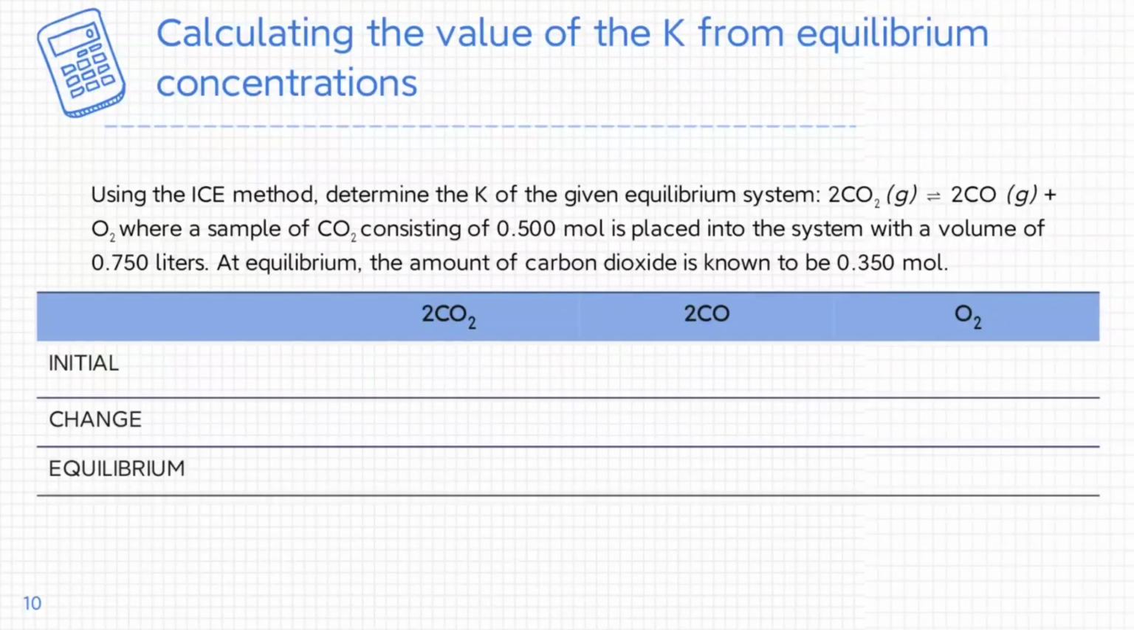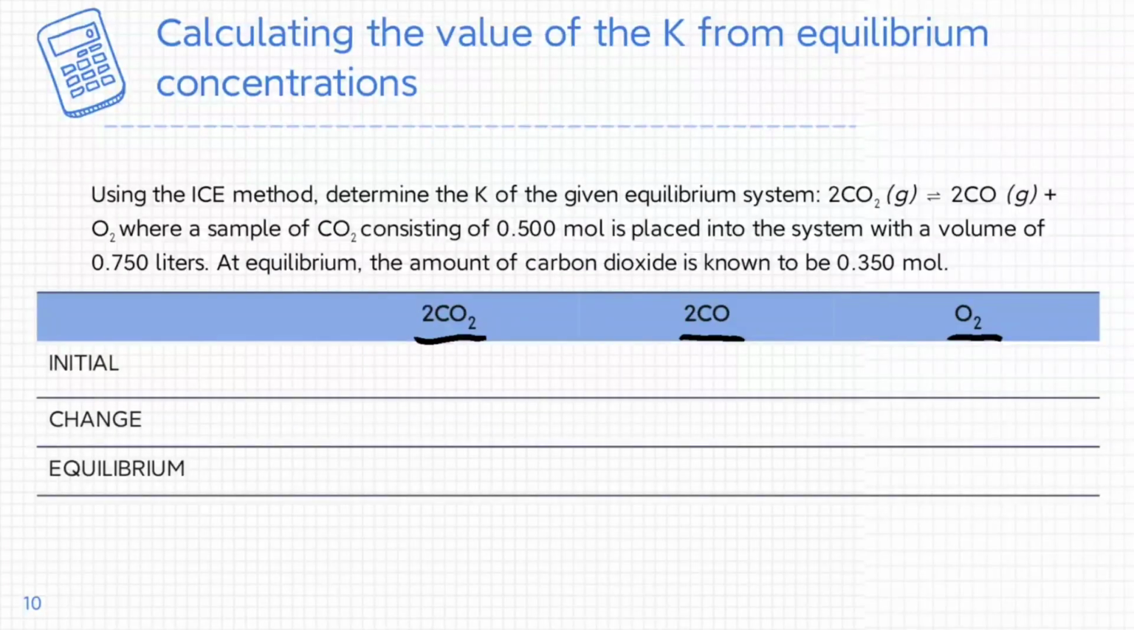So, to continue, where a sample of carbon dioxide consisting of 0.500 molar is placed into the system with a volume of 0.750 liters. At equilibrium, the amount of carbon dioxide is known to be 0.350 mole. So, how do we do this table? So, first, you input yung mga reactant. So, ito, reactant niya, isa lang. And then, products. Okay?